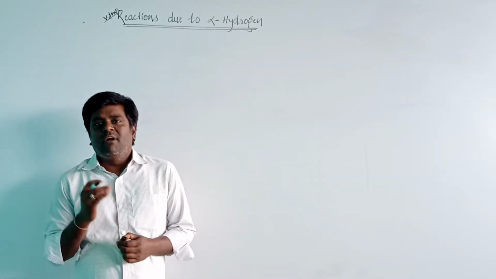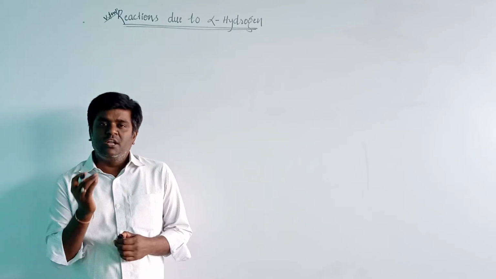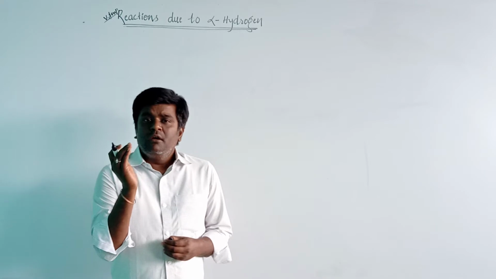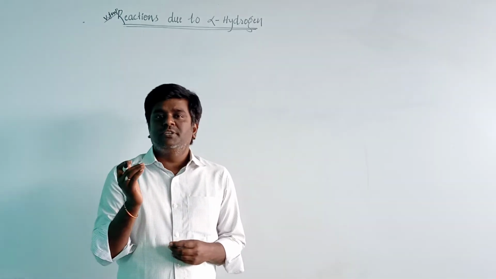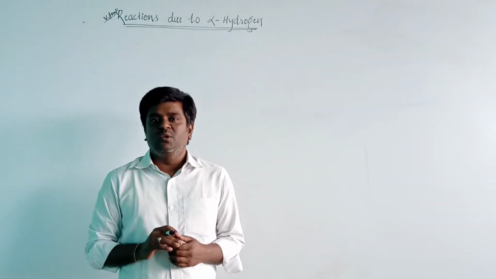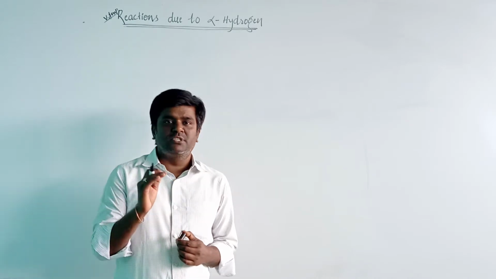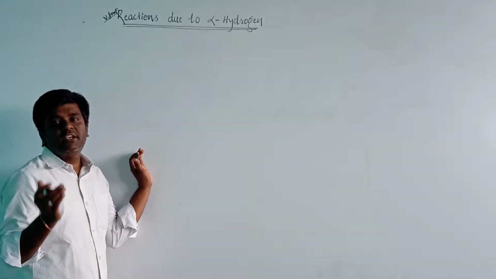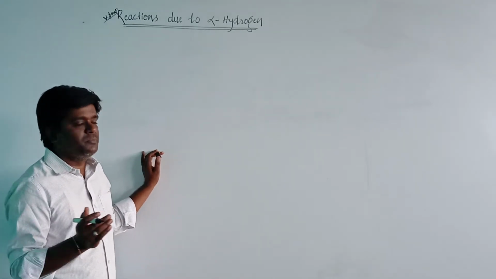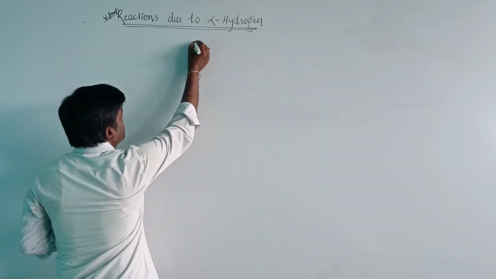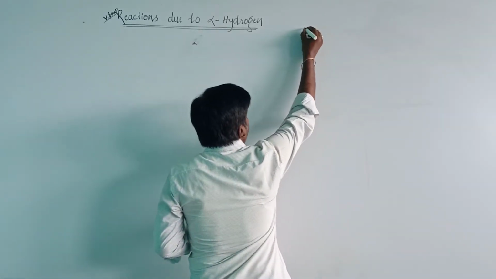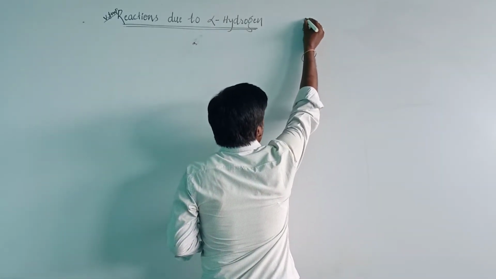Whatever is attached to the alpha carbon atom is known as alpha substituted, and the hydrogen attached to the alpha carbon atom is known as an alpha hydrogen atom. Then how do we identify an alpha carbon atom? Consider this functional group. I will take it here.